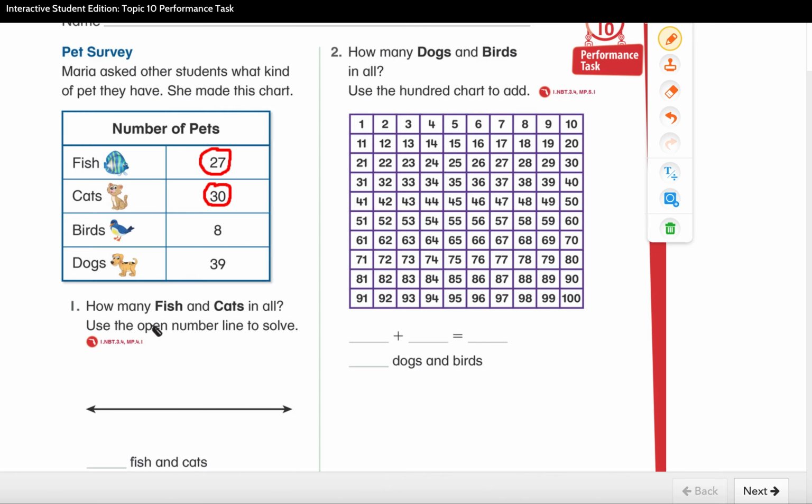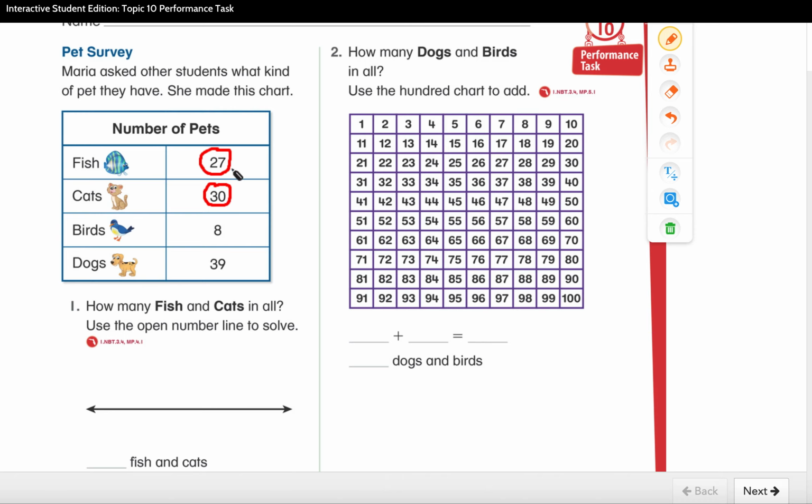So now we have an open number line. Now you can notice that these are two very big numbers. Do you think we're going to be counting by ones or by tens when I'm writing this on the open number line? Look at here. Do you think there's room to write out 30 ones or 27 ones? No, we would need a really, really long number line for that. So we are going to be counting by tens.